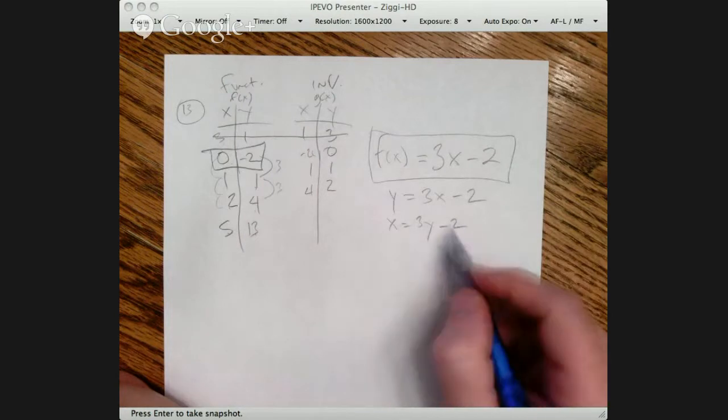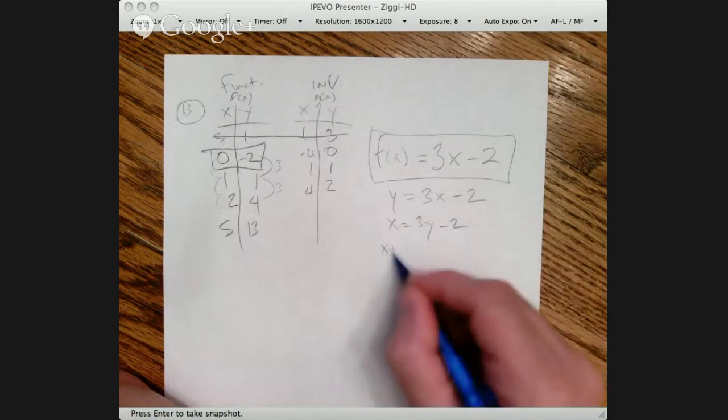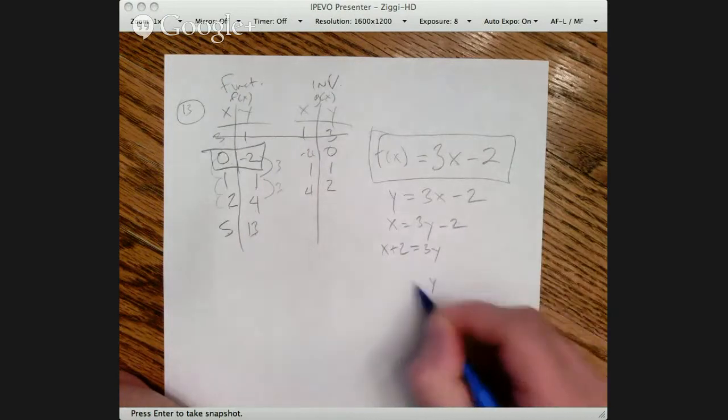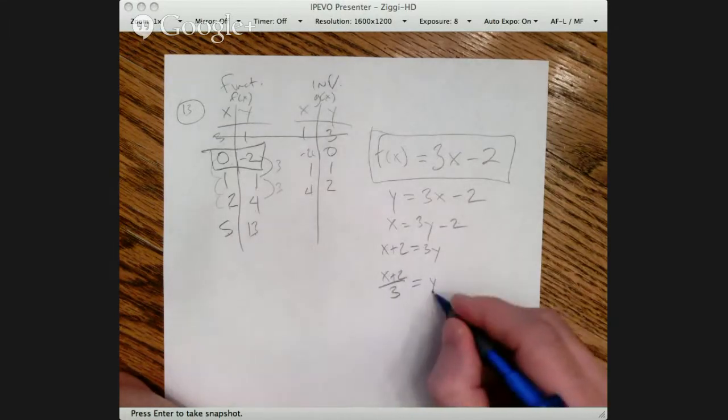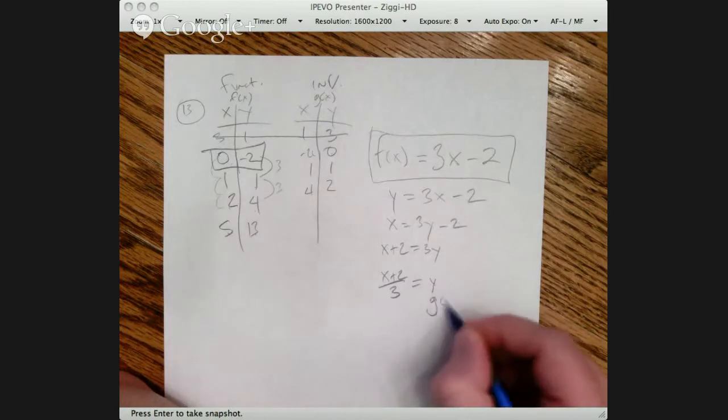And I'm solving for it now, so I'm just going to move this stuff over. This will be x plus 2 is equal to 3y. y equals (x plus 2) over 3. Okay, so this is our inverse. If we're testing it, this will be our g of x.